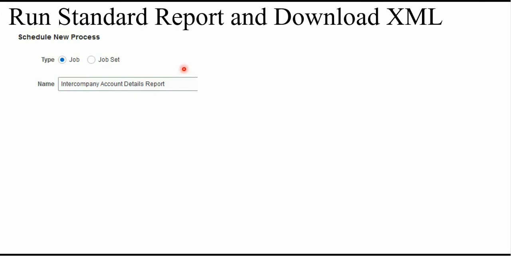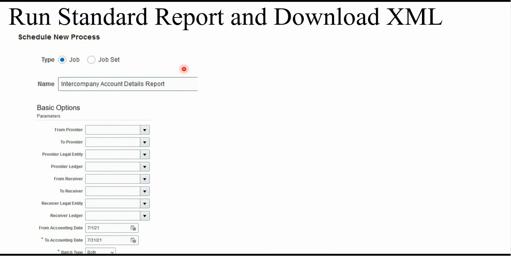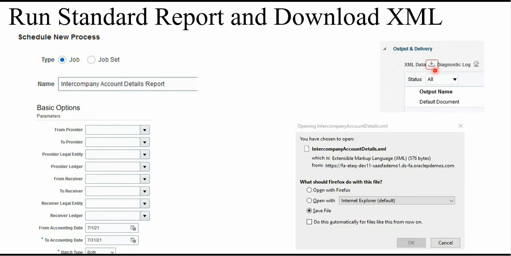Navigate to the monitor job process and enter the report name as Intercompany Accounts Detail Report. Enter your parameters as per your need. Once the report gets completed normally, download the XML file by clicking this button and then save this to your computer. But before we see the steps for how to convert this XML into the Excel format, let's see the standard format.